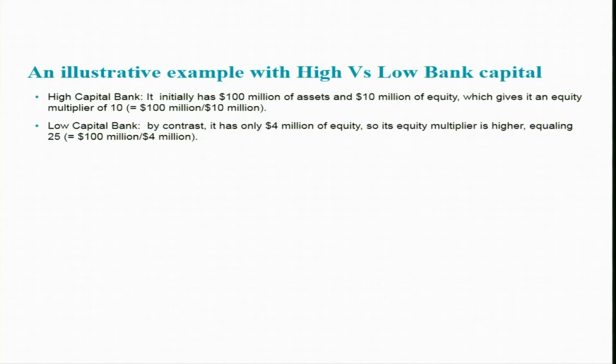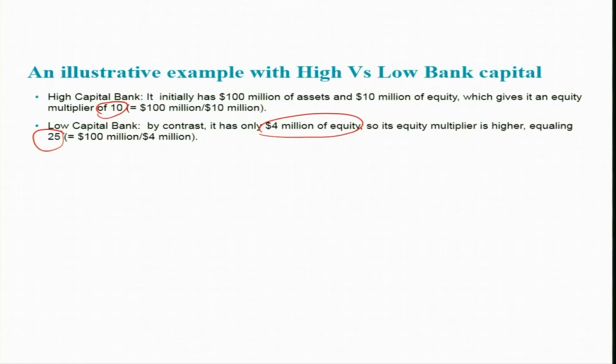So let us take an illustrative example with a high versus low bank capital. Assume a high capital bank initially has 100 million of assets and 10 million of equity, which gives it an equity multiplier of 10, that is, 100 million divided by 10 million, assets divided by equity capital. Now let us look at another bank, the low capital bank, with the same amount of assets but only 4 million of equity capital. The equity multiplier is higher, equaling 25. So the low capital bank and the high capital bank have equal assets but different equity multipliers.